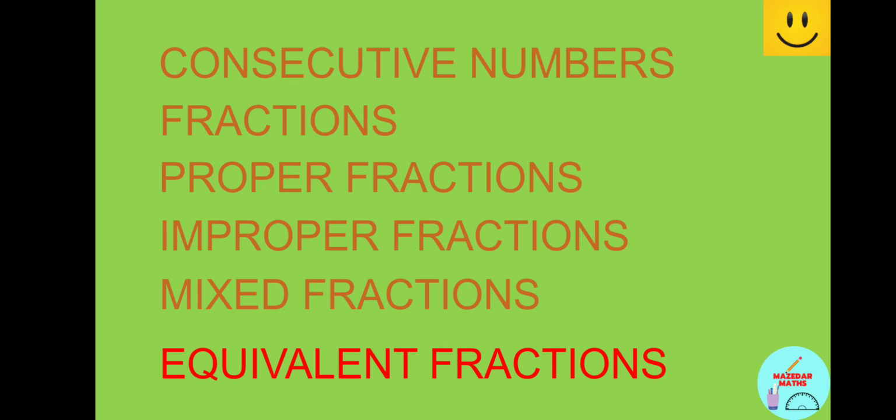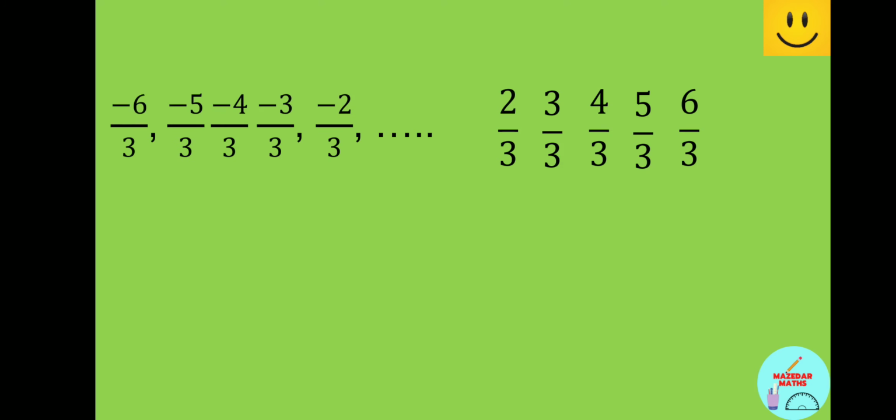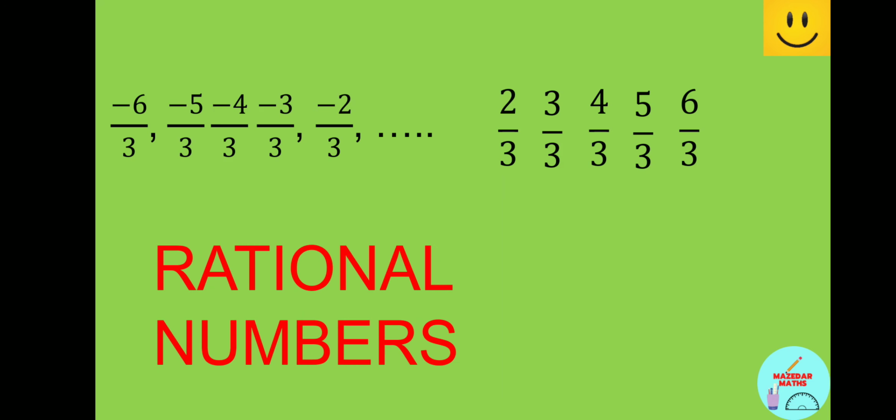Now let's see some more numbers. These numbers are looking like fractions, but here we have got the negative numbers also. These are called rational numbers. The rational numbers are presented in the form of p upon q, and p and q are integers. And the Mazedar fact, 0 is also a rational number.